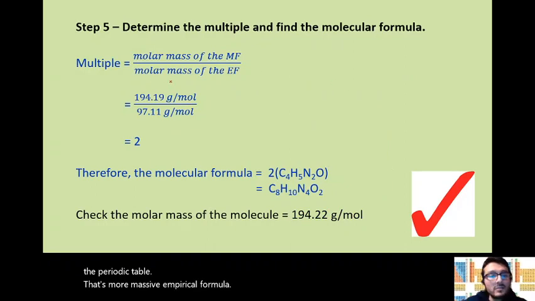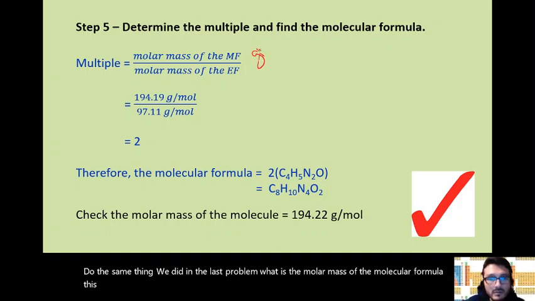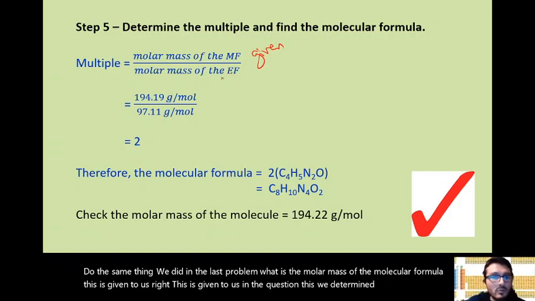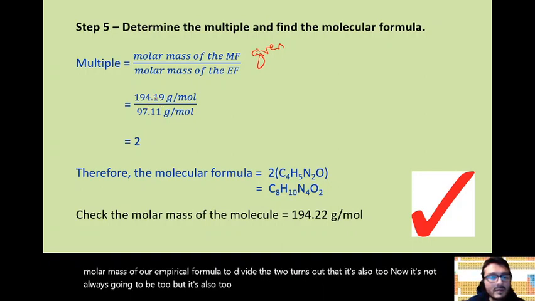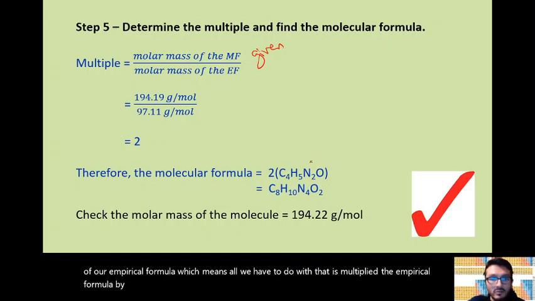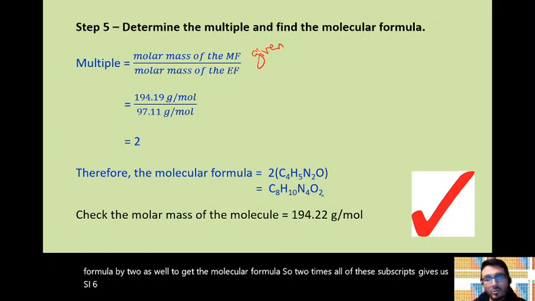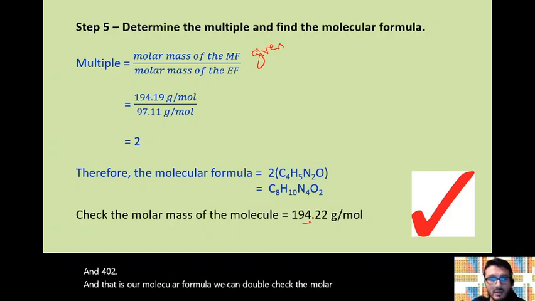Now, do the same thing we did in the last problem. What is the molar mass of the molecular formula? This is given to us in the question. This we calculated, the molar mass of our empirical formula. You divide the two, and turns out that it's also 2. Now, it's not always going to be 2, but here it is. So our molecular formula is double the mass of our empirical formula, which means all we have to do is multiply the empirical formula by 2 as well. So 2 times all of these subscripts gives us C6H10N4O2, and that is our molecular formula. We can double check the molar mass and it should be the same as the one given in the problem.